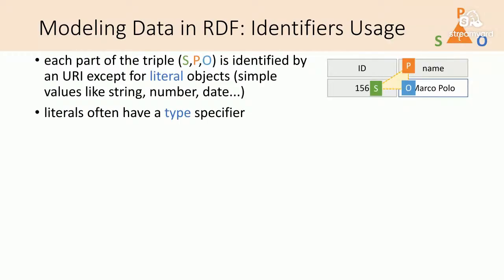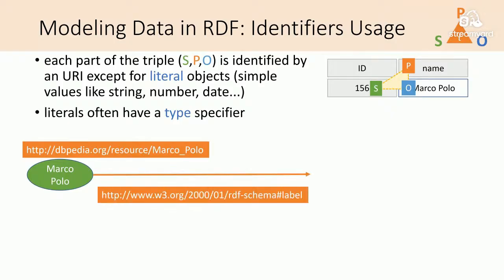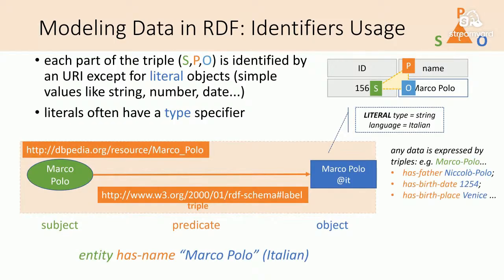So for instance, in this triple, the URI for Marco Polo in Wikipedia is the subject, while the URI for his name is the predicate, and the literal value for it in Italian is Marco Polo. Any other data can be attached to Marco Polo in the same way. So his father, birth date, birthplace. We keep the same subject and use new predicates and objects. Predicates are the links which connect nodes together in this graph.